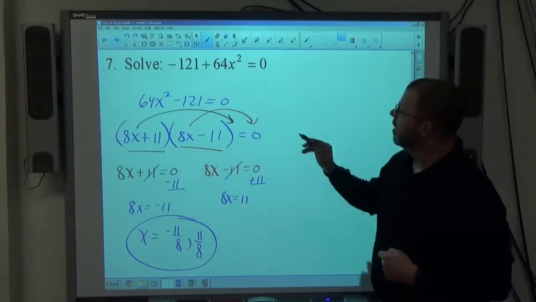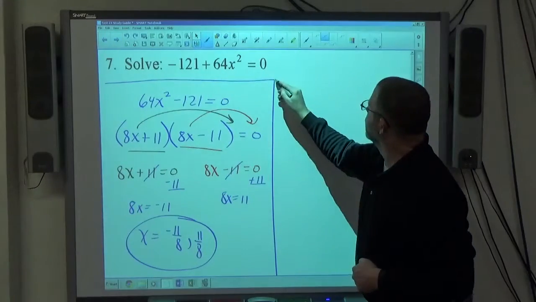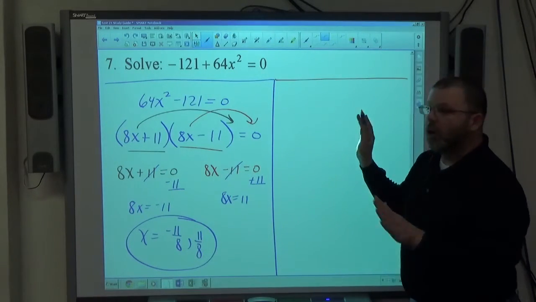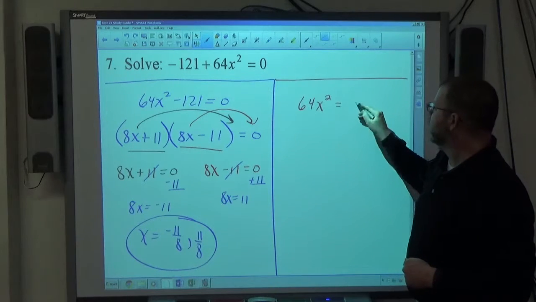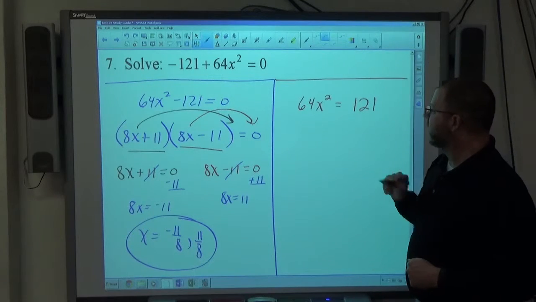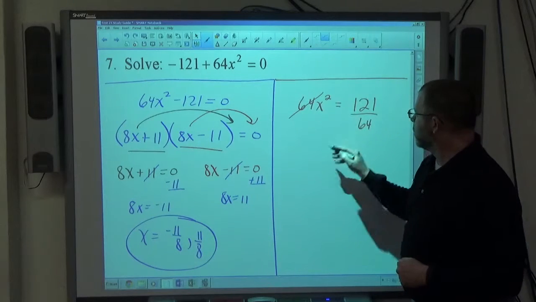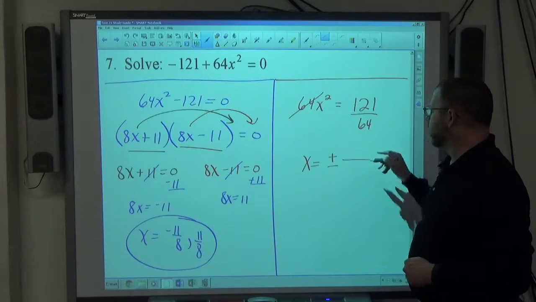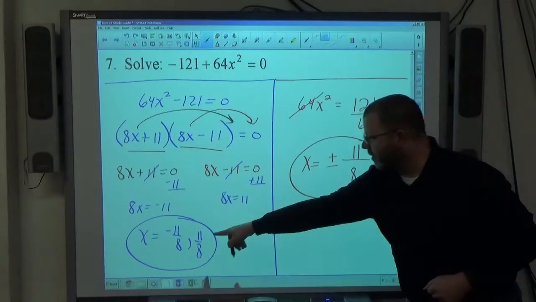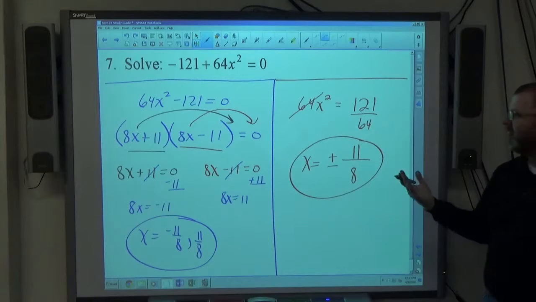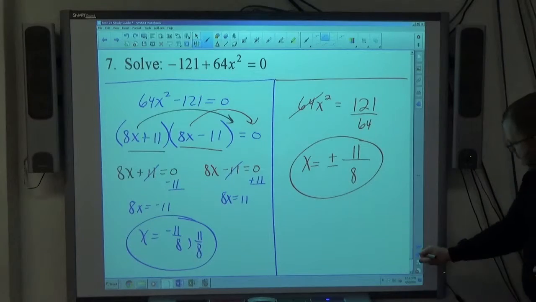Option 2. That's done. So here's option 2. We'll do this one in red. All right. There's no x term, so what I can do is keep my x squared term on the one side, move my constant to the other side, divide by 64 to get rid of the coefficient. And if x squared equals a number, that means x equals plus or minus the square root of this number. The square root of 121 is 11, the square root of 64 is 8. Same answers, plus or minus 11/8. I don't care how you do it, just get the right answer. Both techniques are valid and work every time.